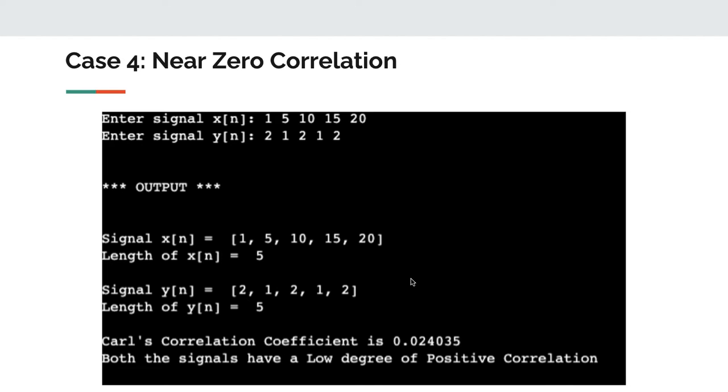And last but not the least, we have the near zero correlation. Now, in the first signal, x of n is strictly increasing: 1, 5, 10, 15, 20, whereas the second signal is oscillating between values 2 and 1. Thus, there is no particular correlation, or these two signals aren't linearly dependent on one another. Thus, we can notice that they have a very low Karl's correlation coefficient, which comes out to be 0.02, nearly equal to 0.